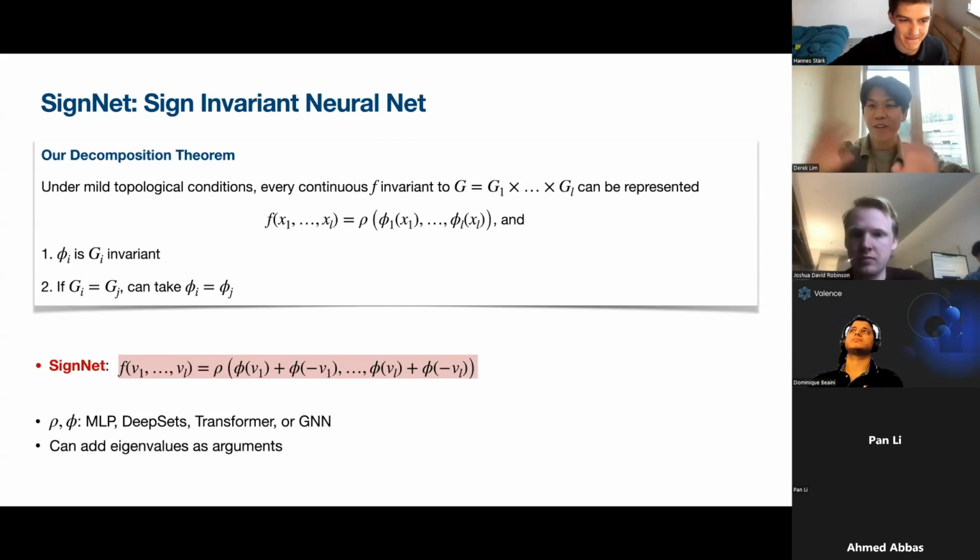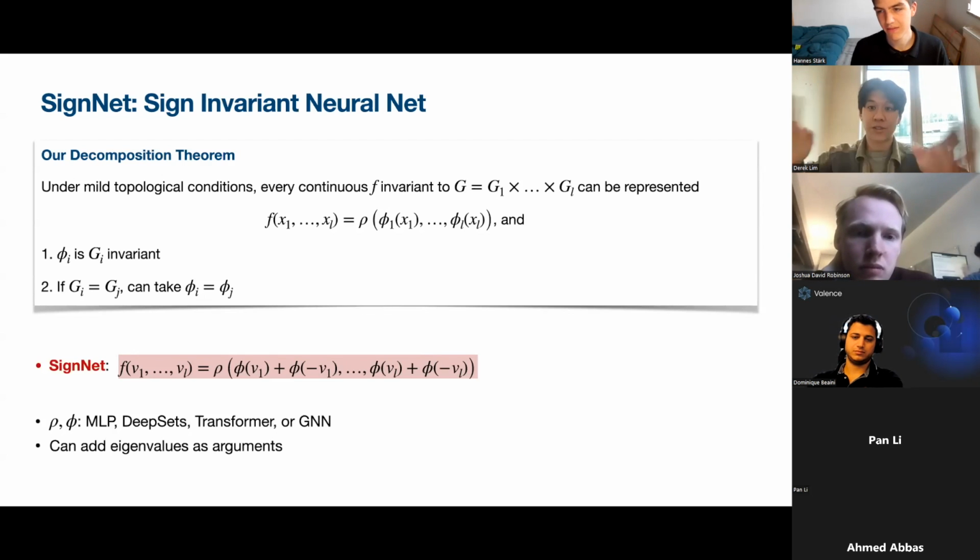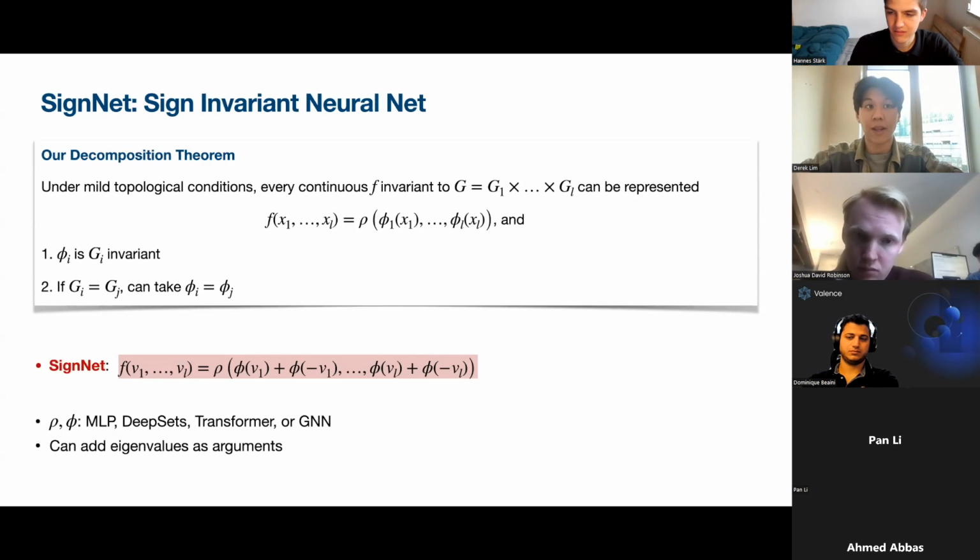Our theorem is very general and it actually covers this case. If we do not care about permutation equivariance, sign net is universal, if we're using the non-permutation equivariant version. Of course, permutation equivariant universality is sometimes difficult, and we don't know whether sign net is universal if we make these permutation equivariant. But if we want sign net to be permutation equivariant, we make phi and rho permutation equivariant. And here we give choices you can make. You can make rho and phi be MLPs that act on each node independently, or deep sets, or transformers, or GNNs.